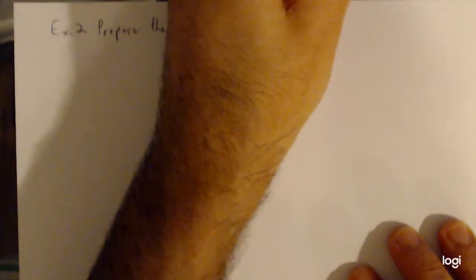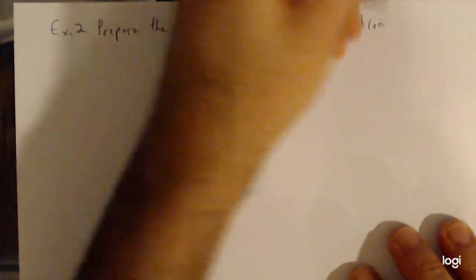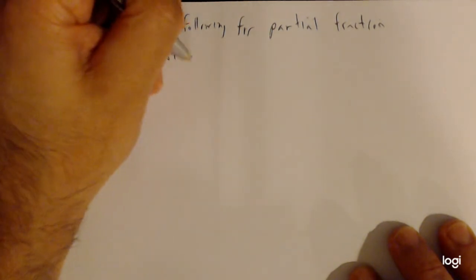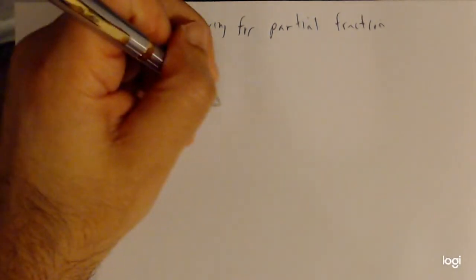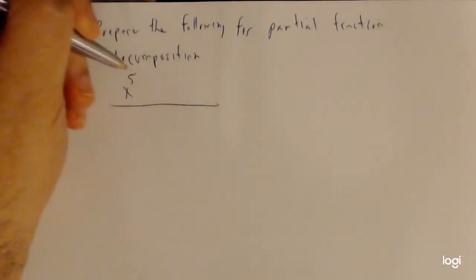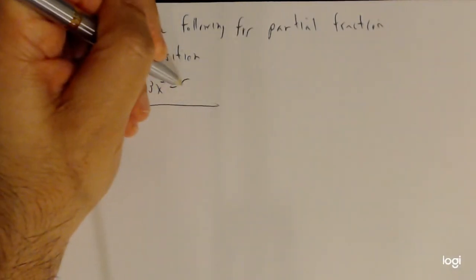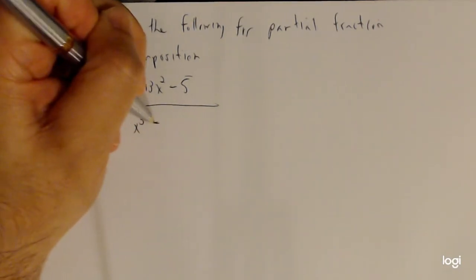So prepare the following for partial fraction decomposition, which is x to the 5th plus 3x squared minus 5 over x cubed minus 4x.